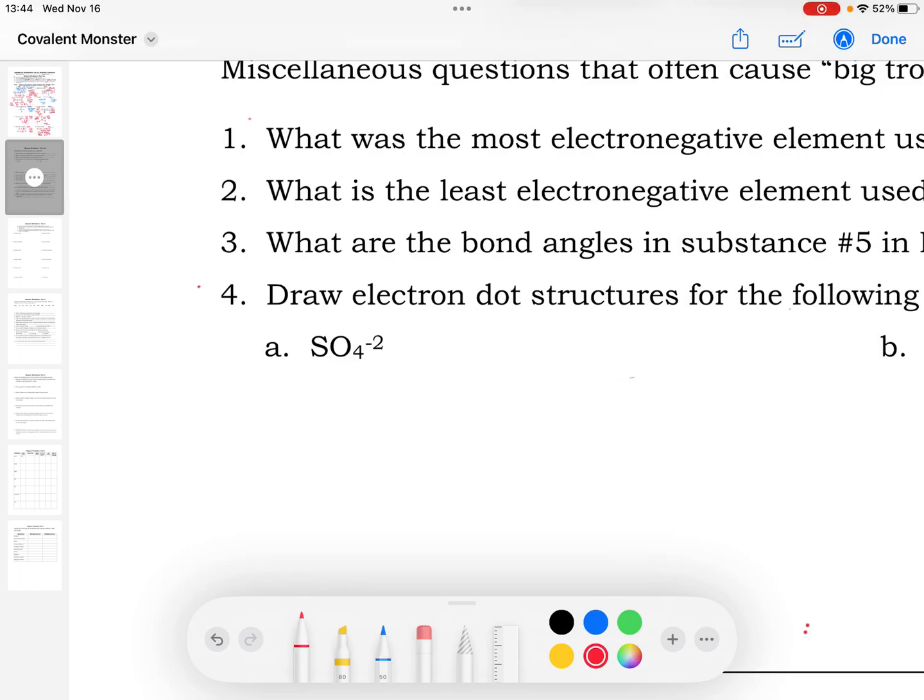For this problem, you can look up the answers for 1, 2, and 3 on the key that's on Moodle. I want to talk right now about the electron dot structures, first for sulfate.